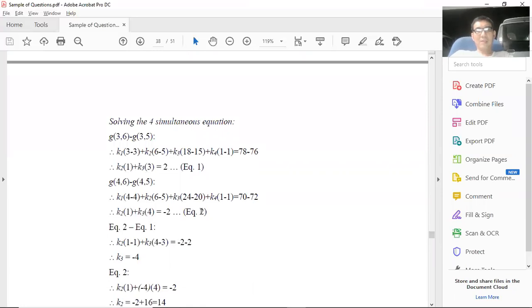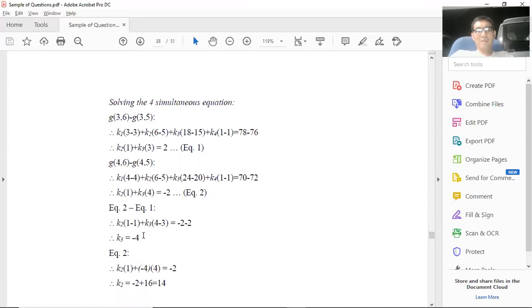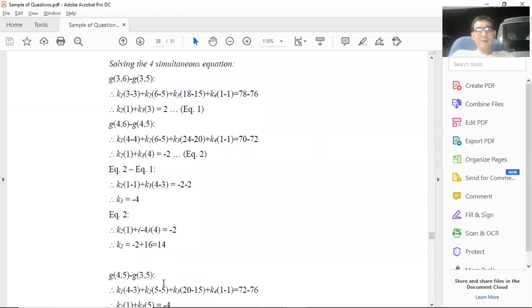Then you take the second equation minus the first equation, so that you can cancel off K2, leaving only K3. So you get K3 equal to negative 4. Once you have K3, you can use either equation 1 or equation 2. In this case, I choose equation 2. You replace K3 with negative 4, so negative 4 times 4. Then you can solve for K2, which is negative 2. This one brought over becomes positive, so it becomes 14.